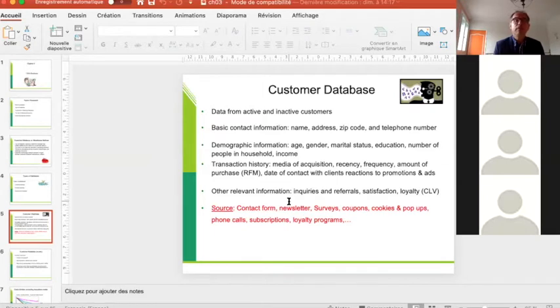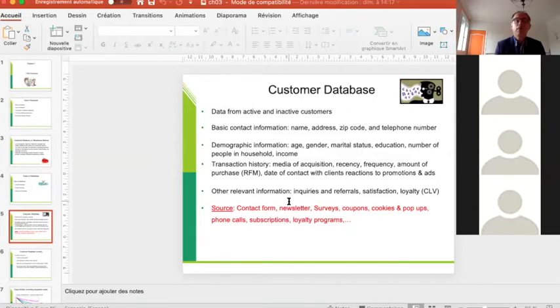And finally, other relevant information such as product inquiries, and so all types of interactions with the firm are collected, so inquiries about products, referrals, reviews, Amazon, satisfaction, loyalty, and customer lifetime. How do companies collect this information?